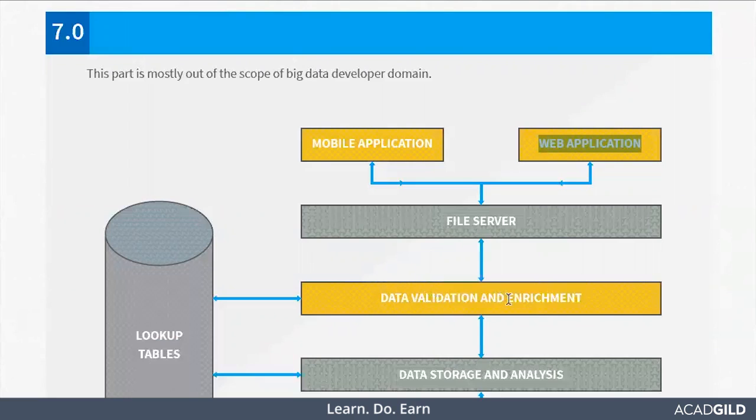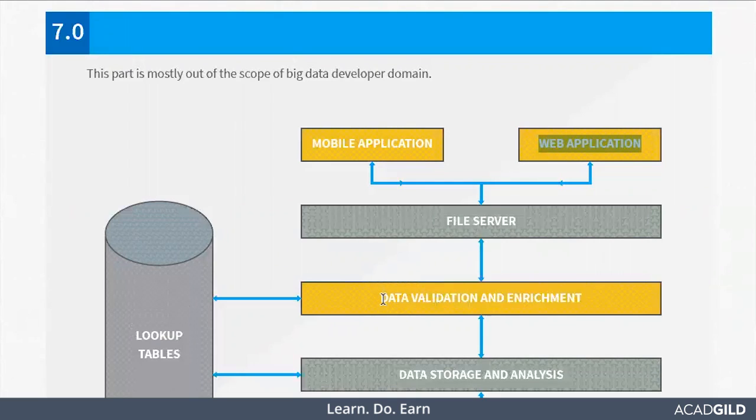Post-validation, we have to perform some enrichment steps. Yesterday, I showed you what enrichment is and why it is necessary. For these enrichment steps, we have to take help of our lookup tables, and these lookup tables will be present in a NoSQL database like HBase.